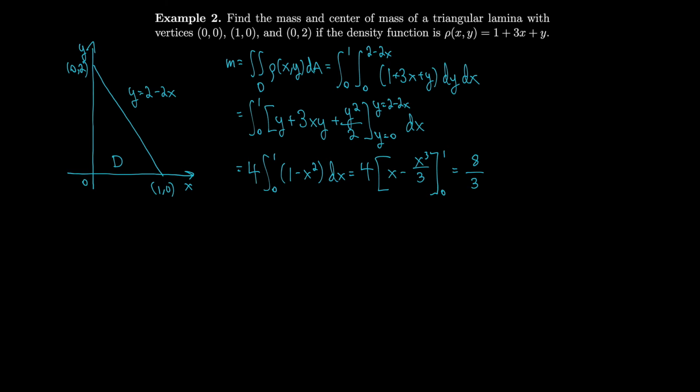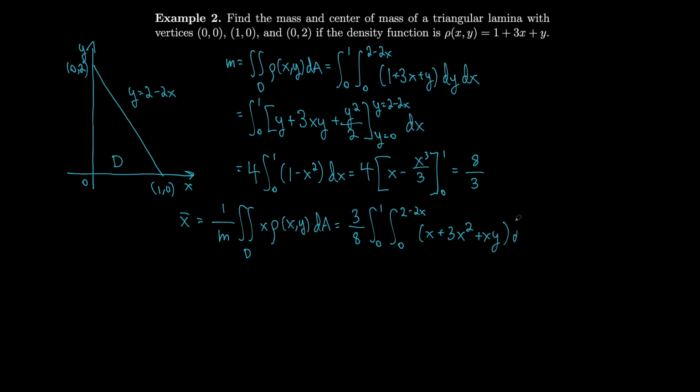Okay, so now let's find x bar, the x coordinate for our center of mass. So that's 1 over the total mass times the double integral over D of x times rho, and rho is a function of x and y. So this is just going to be 3/8 times the iterated integral from 0 to 1, and then from 0 to 2 minus 2x of x plus 3x squared plus xy dy dx.